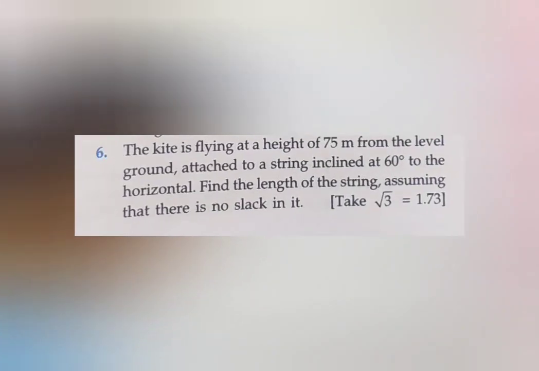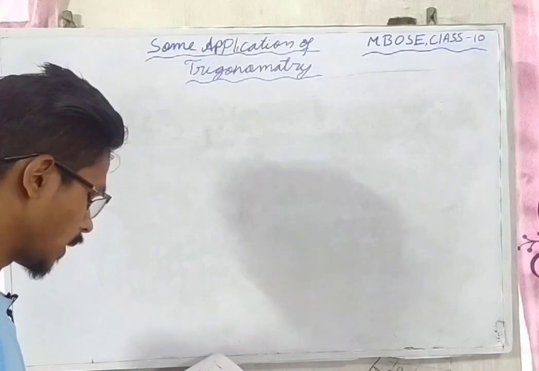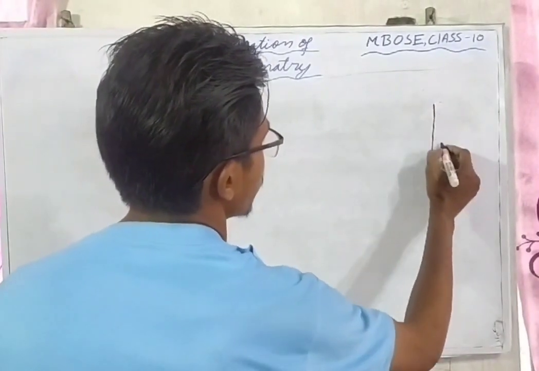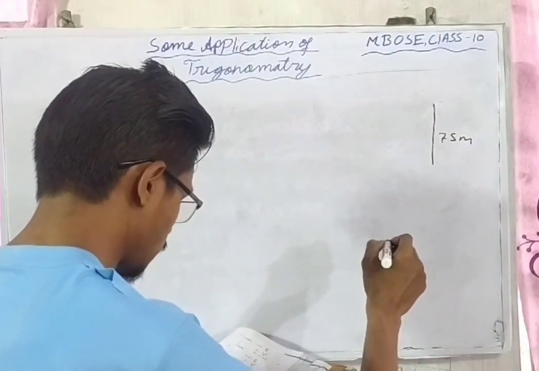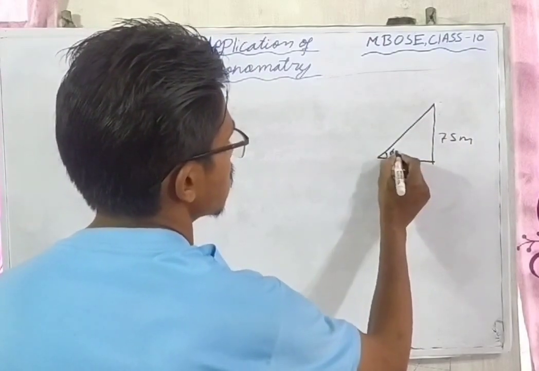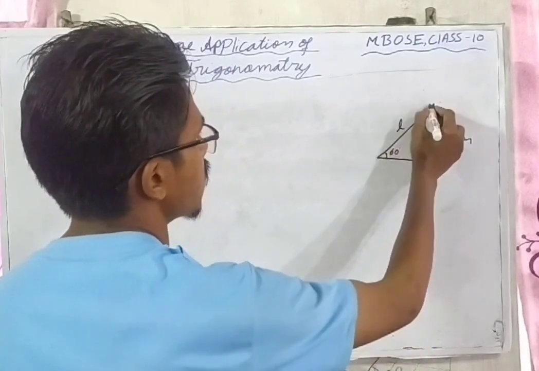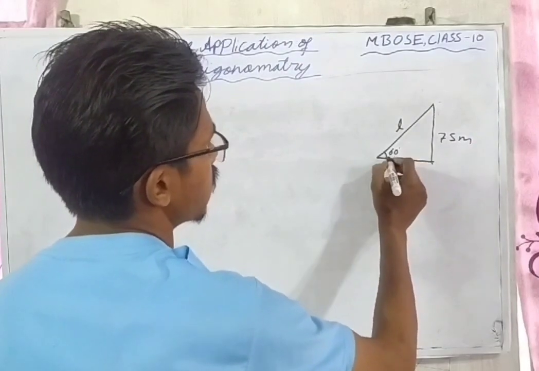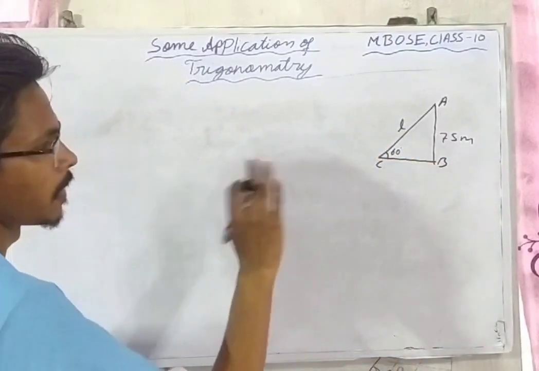Question number 6. The question is: a kite is flying at a height of 75 meter from the level ground, attached to a string inclined at 60 degree to the horizontal. Find the length of the string assuming that there is no slack in it. The kite is flying at a height of 75 meter, so this is the height 75 meter from the level ground, attached to the string inclined at 60 degree. So this is the string, and this is the height, and this is the base, and the angle of elevation is given. So here I write A, B, C. Here we have to find the length of the string.